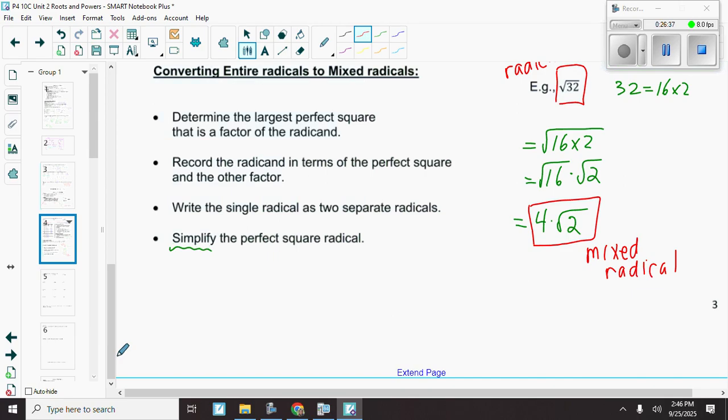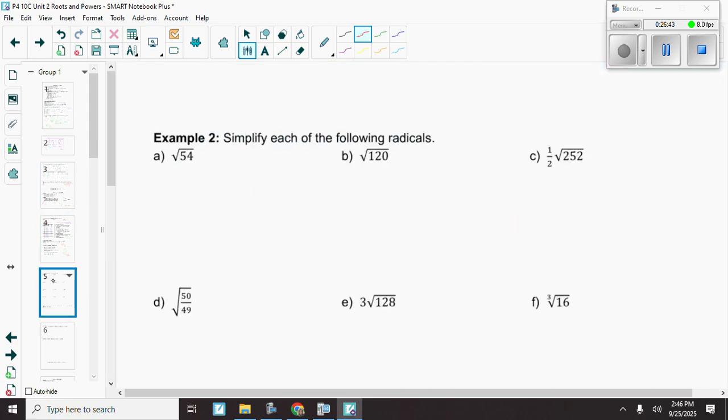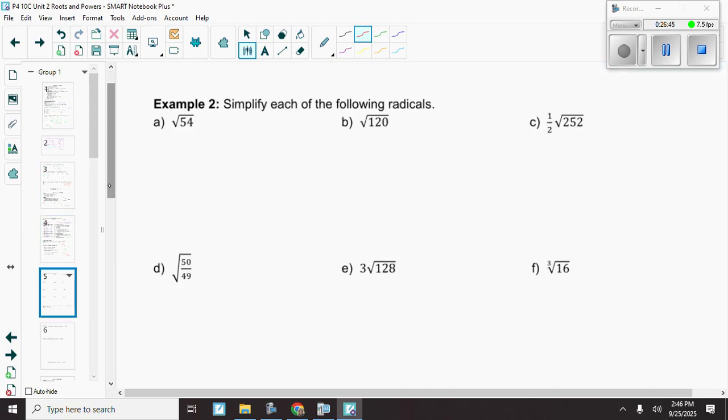All right, so let's do some examples so that you guys can get some practice. Let's take a look at the next page. You're going to see the word simplify. What that means is they want you to take that entire radical and change it into a mixed radical. So they want you to take a look at 54.